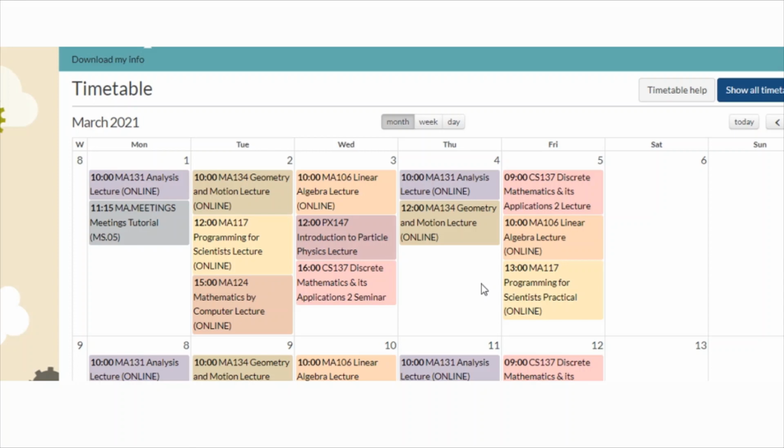Of these, analysis, geometry in motion, mathematics by computer, and linear algebra were all the core modules. So again we had those 4 core modules in a term, and then programming for scientists, introduction to particle physics, and discrete mathematics and its applications, too catchy, were the optional modules that I took.